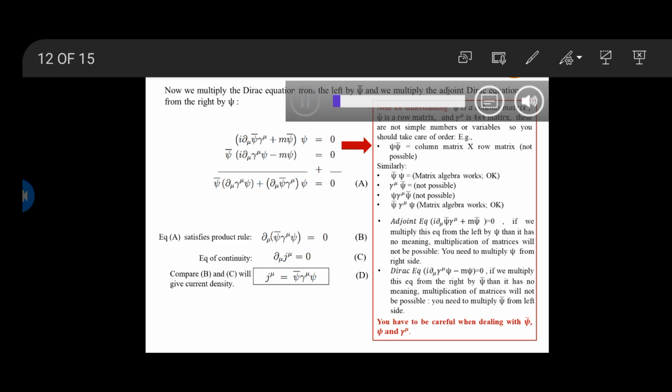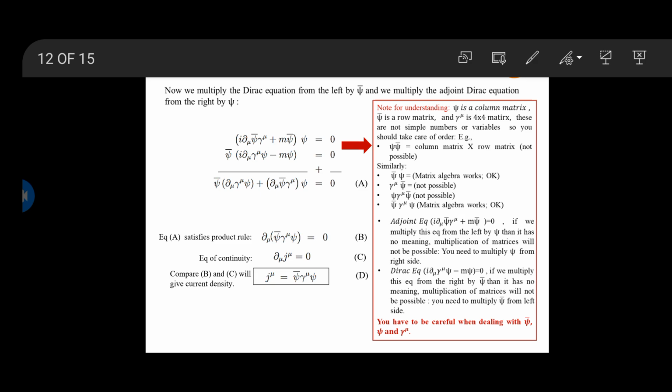Density. Now we multiply the Dirac equation from the left by psi bar and we multiply the adjoint Dirac equation from the right by psi. Here iota partial mu psi bar gamma mu plus m psi bar into psi is equal to psi bar iota partial mu gamma mu psi minus m psi is equal to 0. By solving, this equation becomes psi bar into partial mu gamma mu psi plus partial mu psi bar gamma mu into psi, which is equal to 0, marked as equation number A.